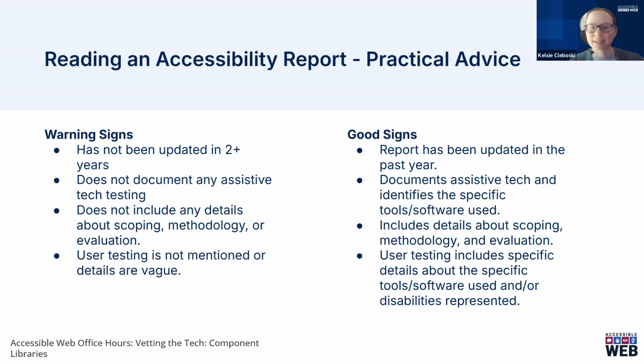A warning sign that the accessibility report is not going to be as useful, or that maybe accessibility is not as high of a priority for this component library, is if their report has not been updated in 2 or more years, if it does not document any assistive tech testing, if it does not include any details about scoping, methodology, or evaluation, or if the report either doesn't mention user testing or the details about the user testing are really vague. Those might be signs that the report is either not as thorough as we would want, or that accessibility isn't as high of a priority in terms of doing due diligence around making sure their components are accessible.